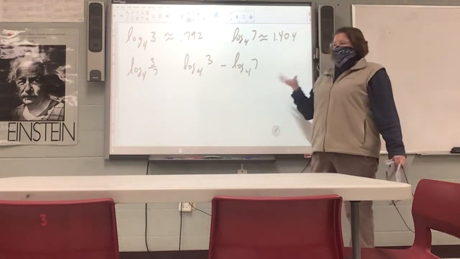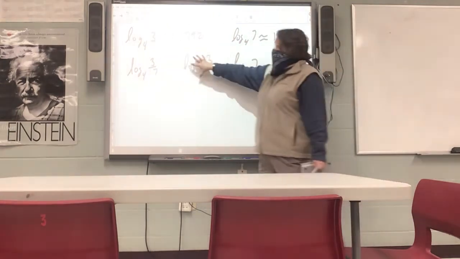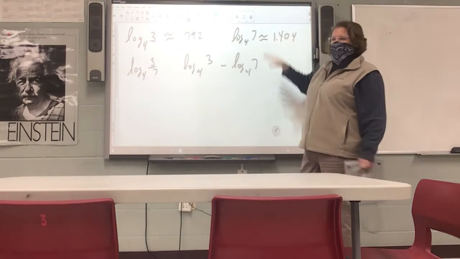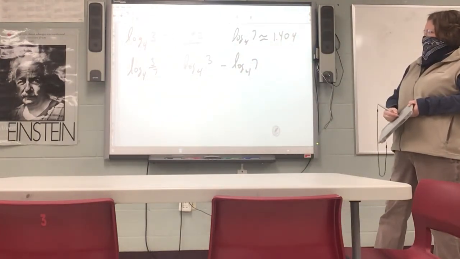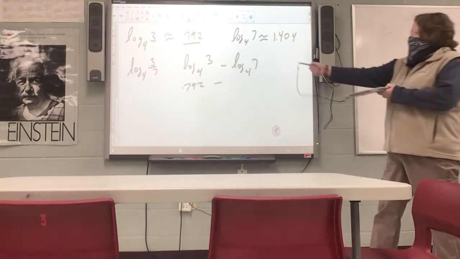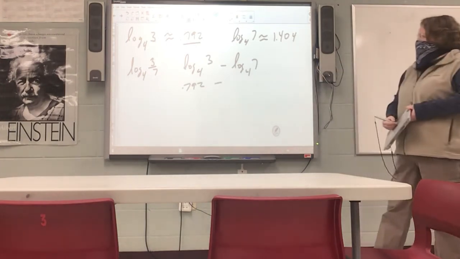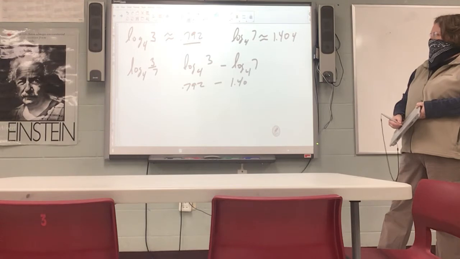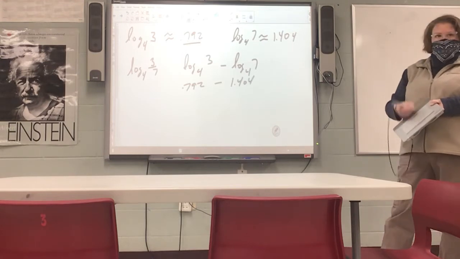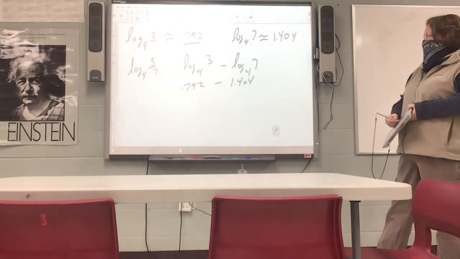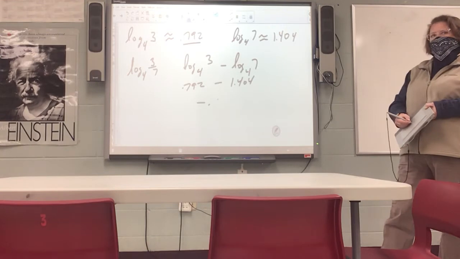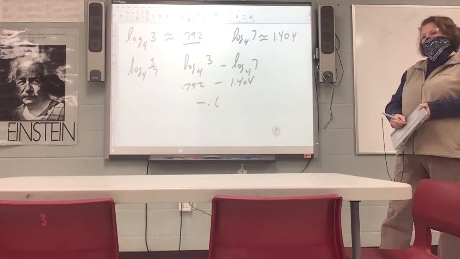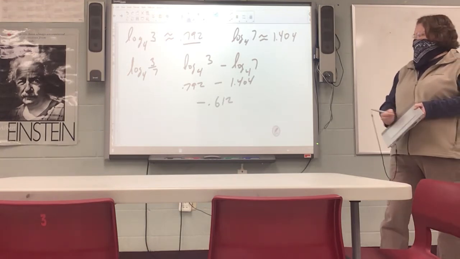Okay? So now it makes this pretty simple to do because I told you what those approximately are. So log base 4 of 3 is about 0.792. Log base 4 of 7 is about 1.404. So now you just subtract those. So what do you get when you subtract that? Negative point what? 0.612. Negative 0.6. You're close. Okay.